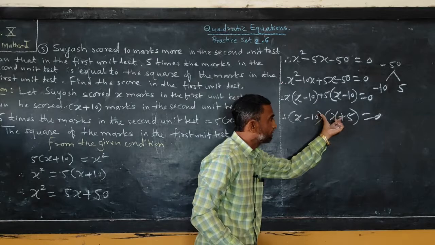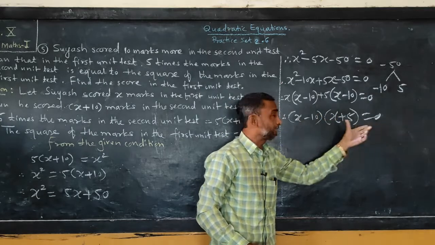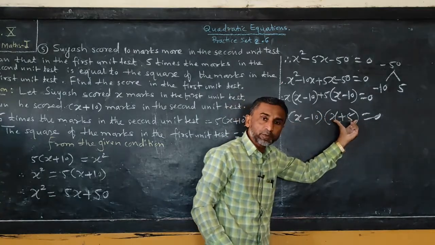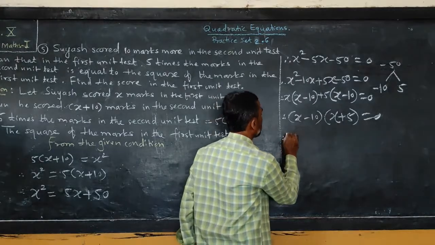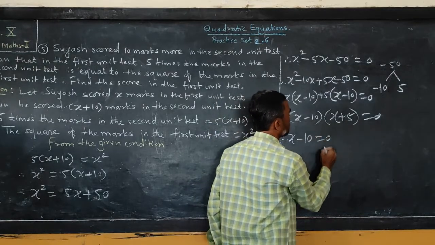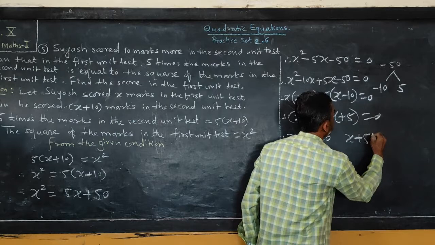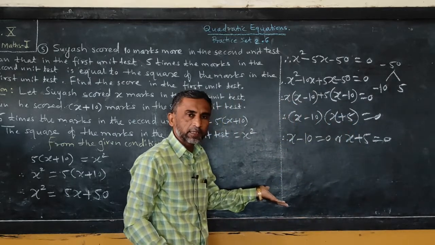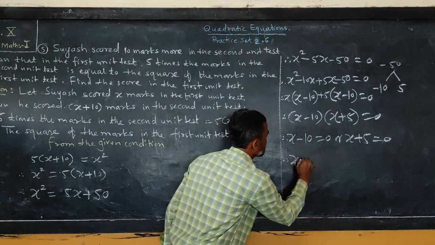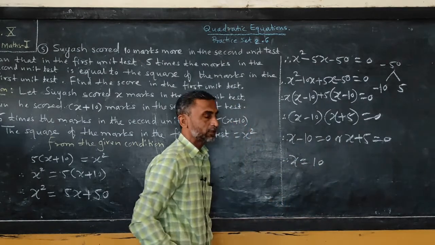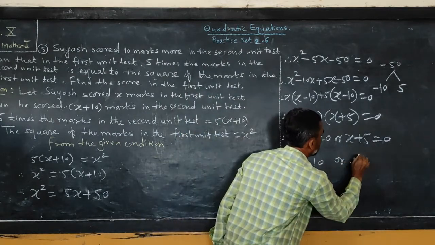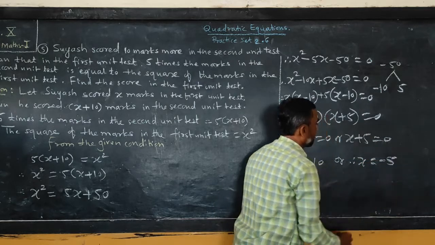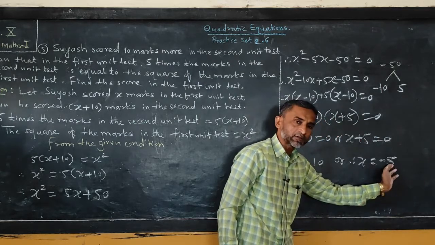Now, product of these two terms is 0 means either this should be 0 or this should be 0. Write it separately. Therefore, x minus 10 equal to 0 or x plus 5 equal to 0. Solve the simple linear equation. Therefore, x is equal to plus 10. Take it to right hand side. Or, therefore, x is equal to minus 5. Take it to right hand side. It will become minus 5.